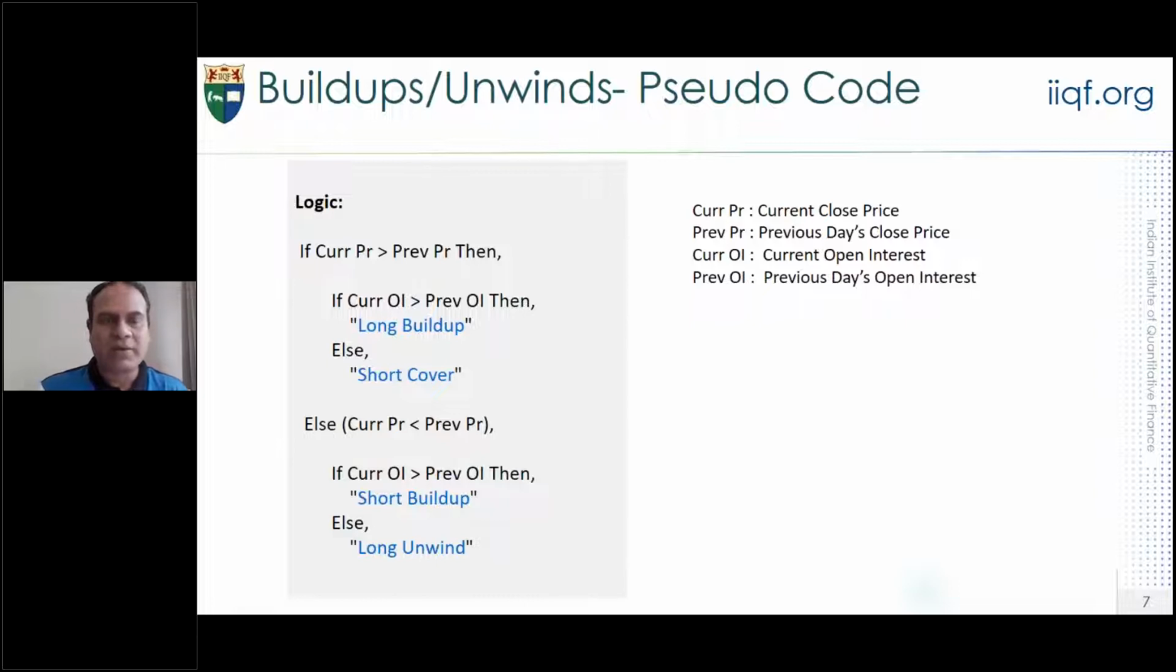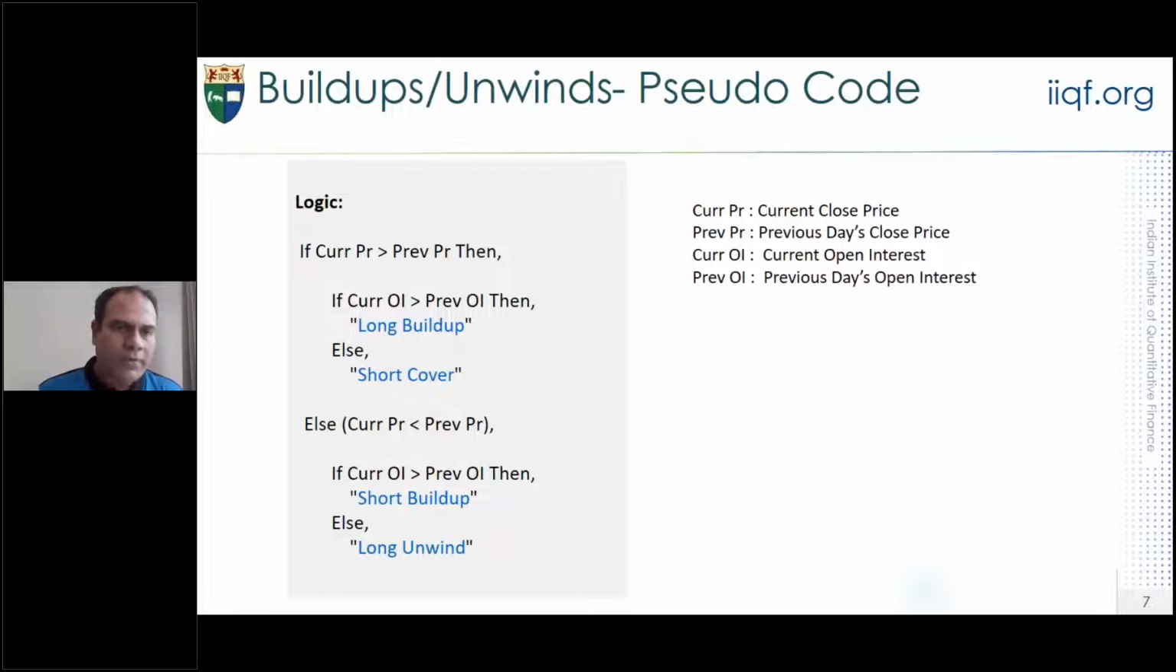Now two things can happen. The next line is, if current OI is greater than previous OI, which means in the first condition I have a price going up and the open interest is also going up. So that's where I say it's a long build up. Similarly, if the open interest went down, because let's say there is some unwinding happening, but the prices are going up and your open interest is going down, it's a short covering.